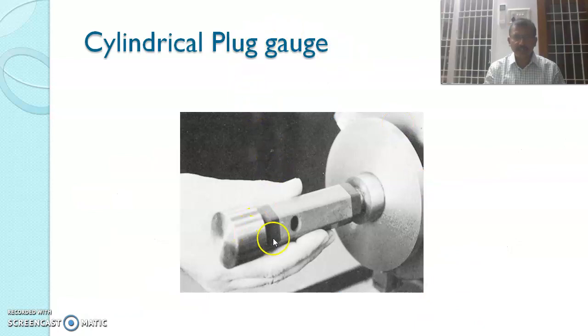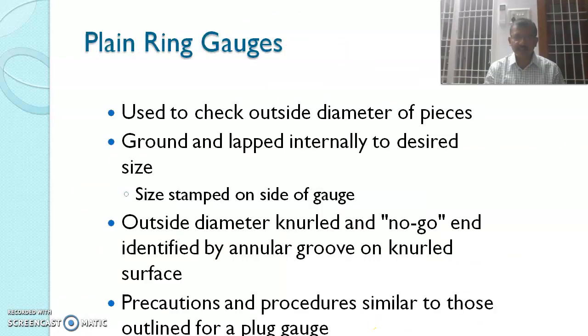This is a cylindrical plug gauge. Then ring gauges. They are used to check the outer diameter of pieces. Ring gauges and snap gauges are used to measure the diameter of a shaft, whereas plug gauges are used to measure hole diameters. It is used to measure the outside diameter of a shaft.